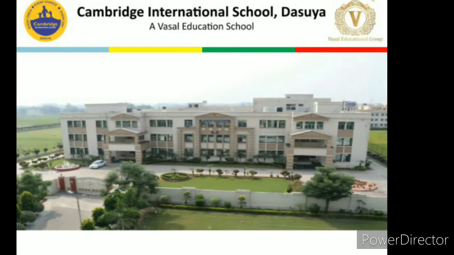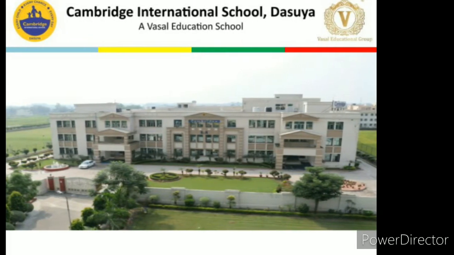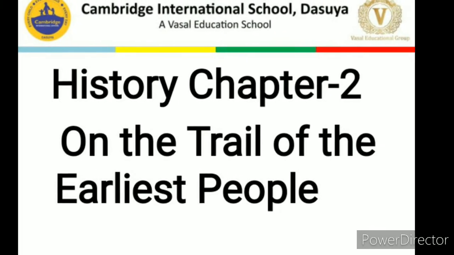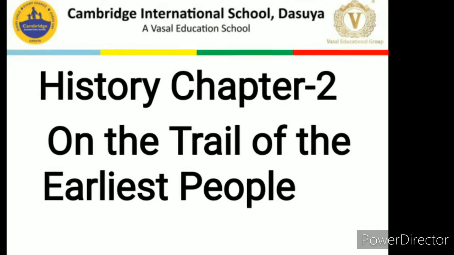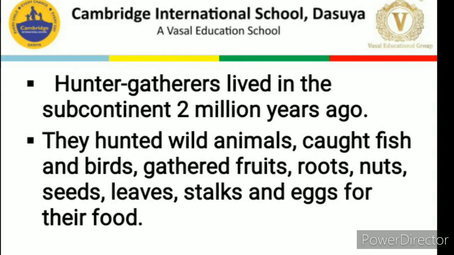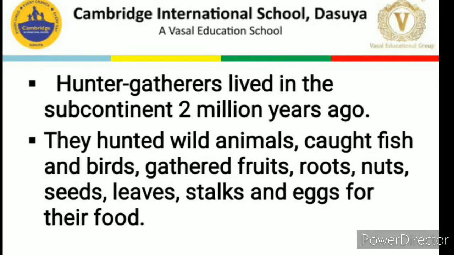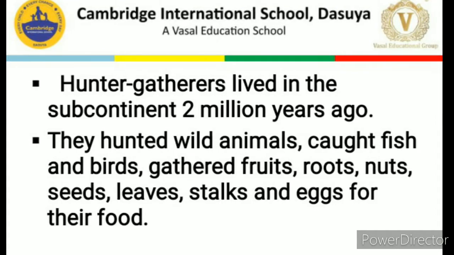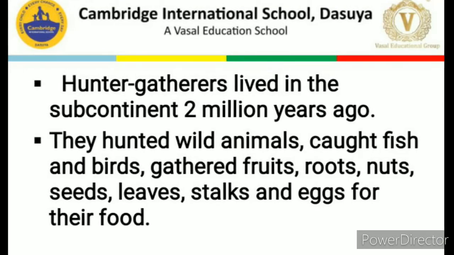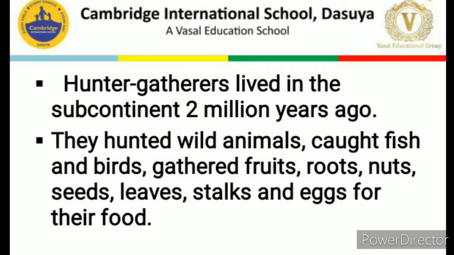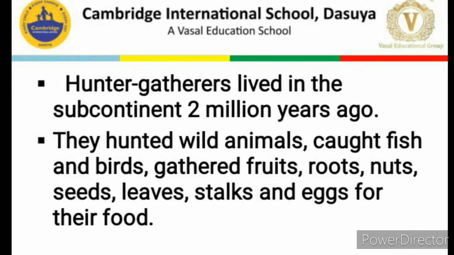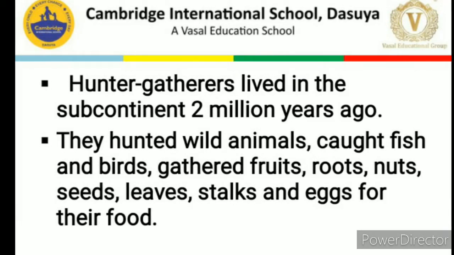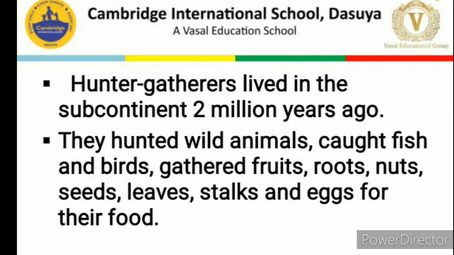But first of all, let us recapitulate whatever we have discussed earlier. Chapter 2, On the Trail of the Earliest People. In this chapter, we have discussed the hunter-gatherers. Hunter-gatherers were the people who lived in the subcontinent about 2 million years ago. They hunted wild animals, caught fish and birds, and gathered fruits, roots, nuts, seeds, leaves, stalks, and eggs for their food.